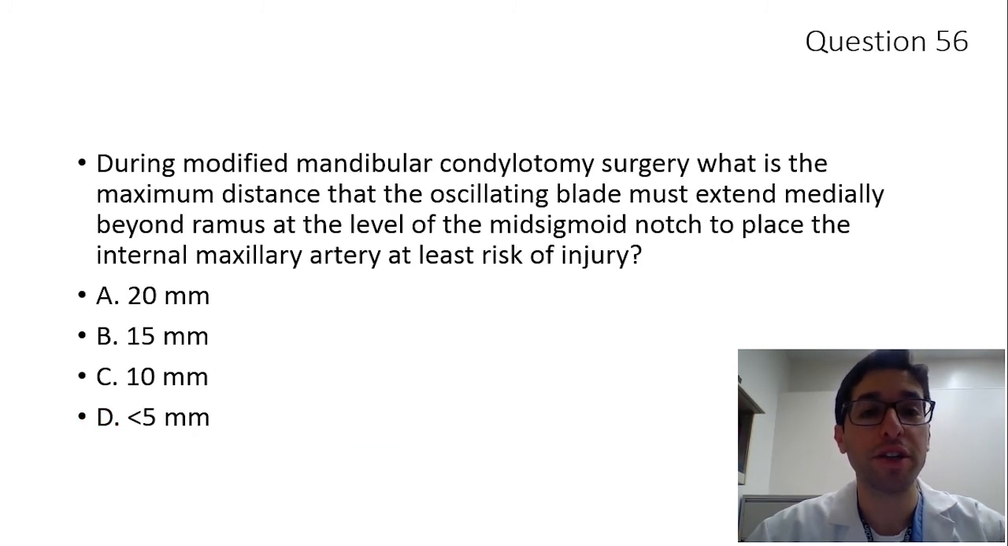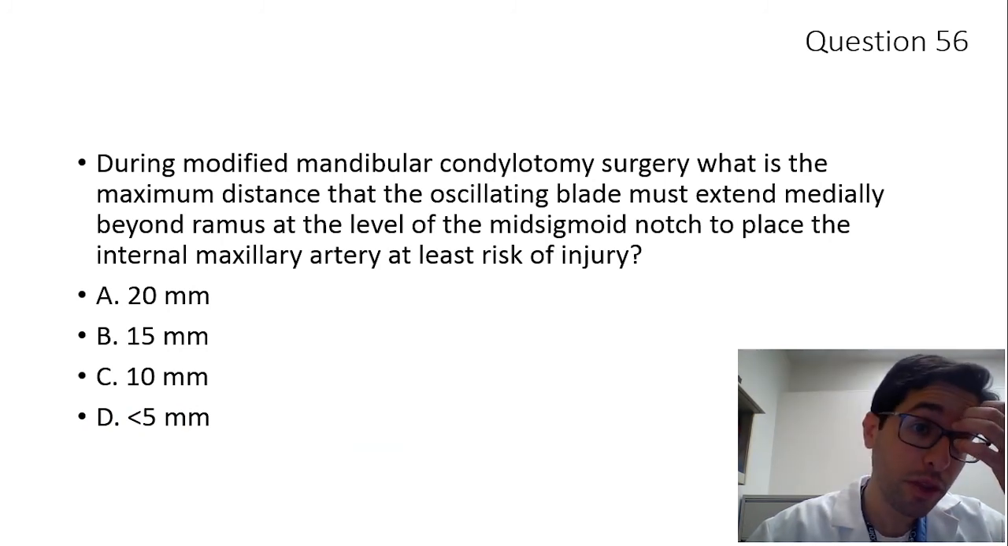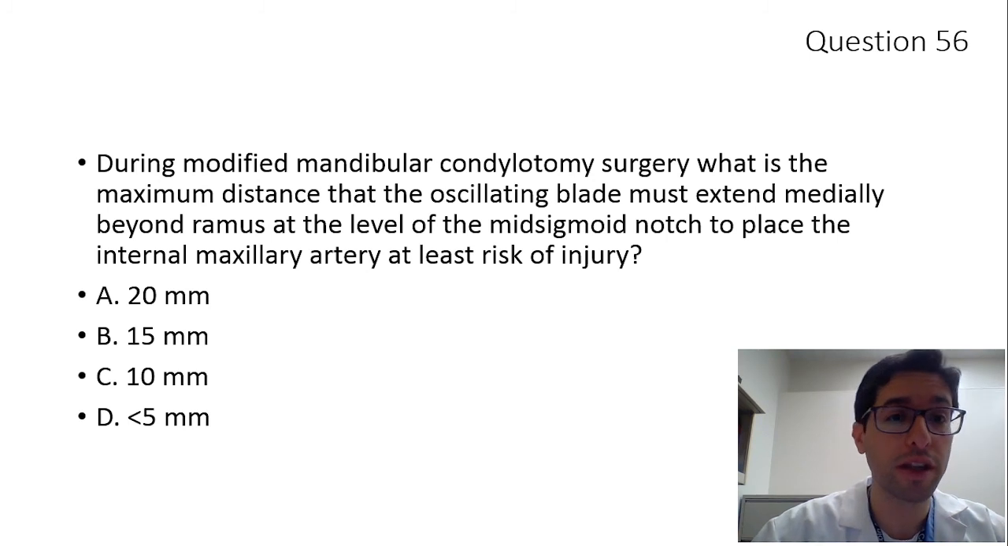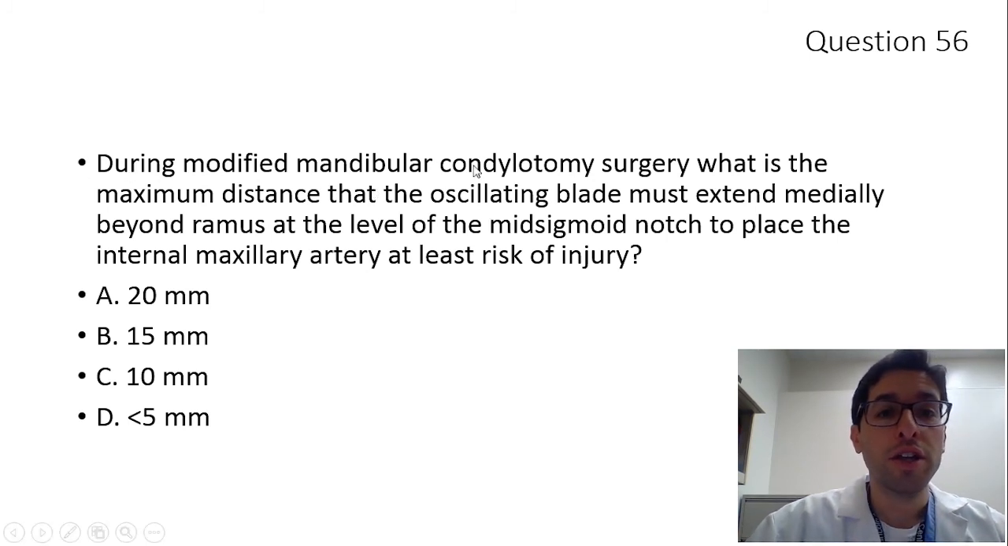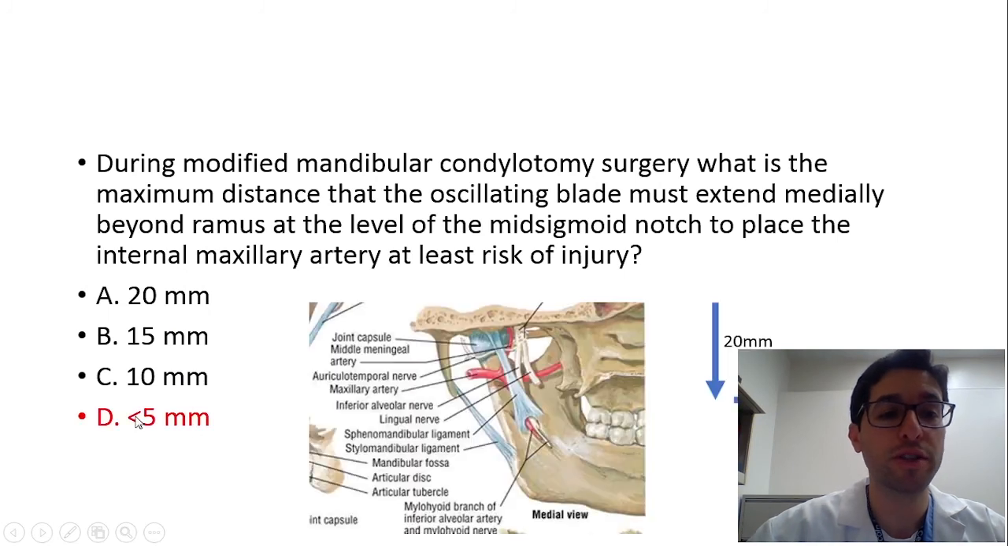All right, next question. Where is the IMAX? And this we definitely talked about last time. So what are they looking for? They're saying you're doing a condylotomy. What is the maximum distance the blade must extend medially beyond the ramus at the level of the sigmoid notch to place the IMAX at injury? The answer is it's directly, it's like 3 millimeters away. So D is the right choice.